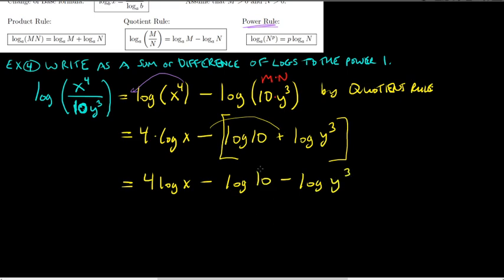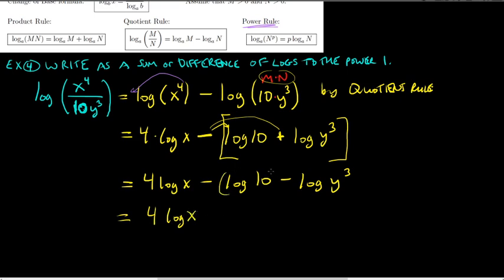Okay? Now, if you're thinking, well, wait a minute, why is it a minus when this is times here? That's the product rule. This should be a plus. Well, it is a plus, but it's on the inside of the parentheses, and you have to distribute, right? They're both minus now. Okay? So yeah, be careful of that, right? What else? So 4 log x, that's as good as it gets there.